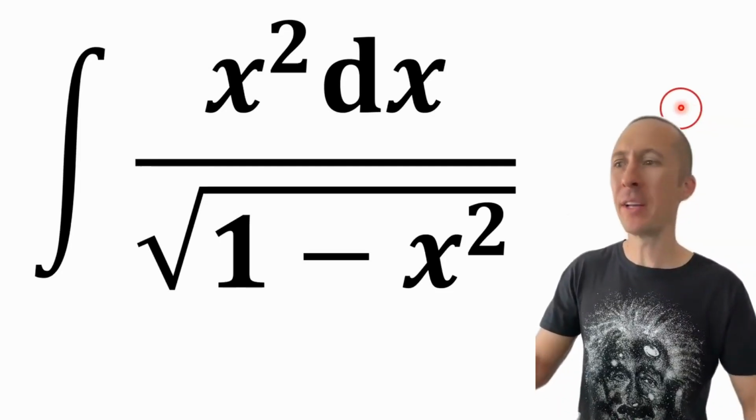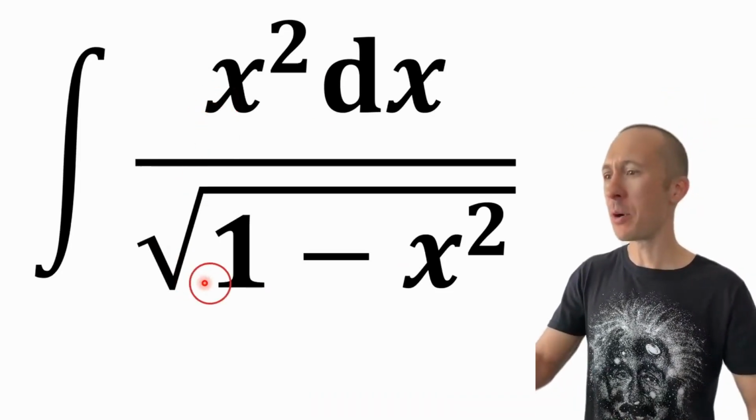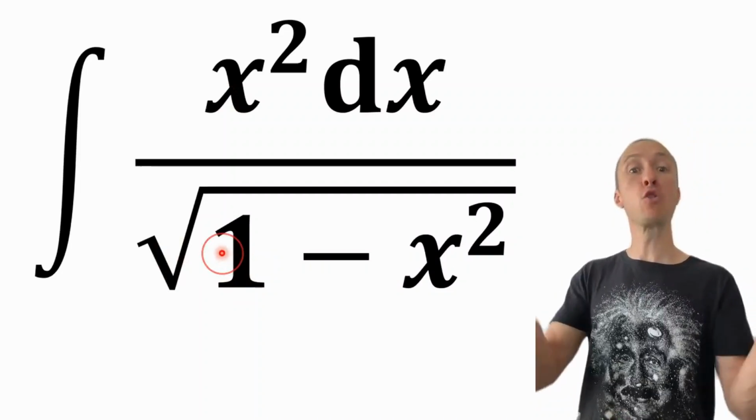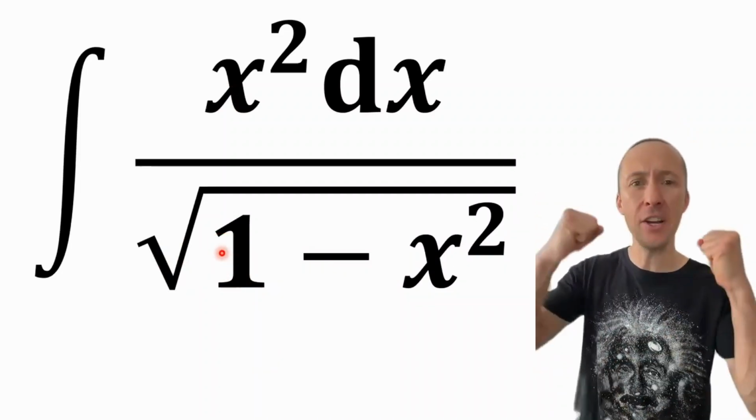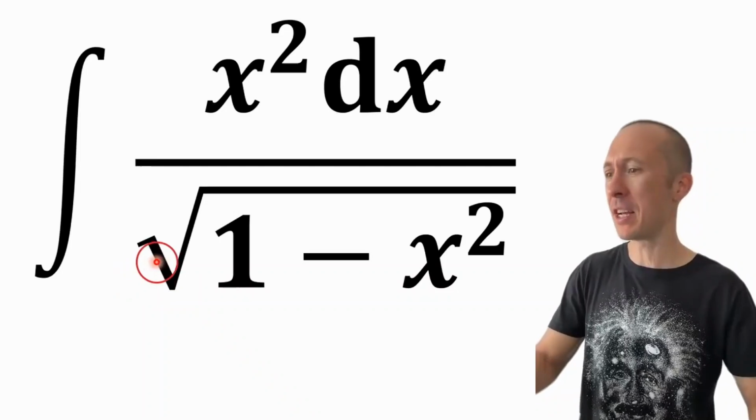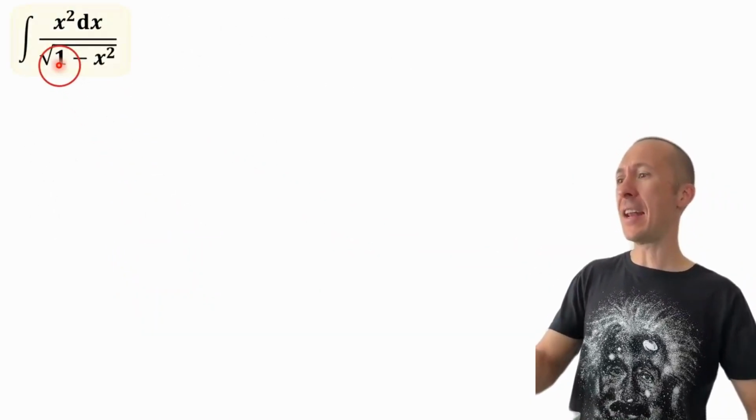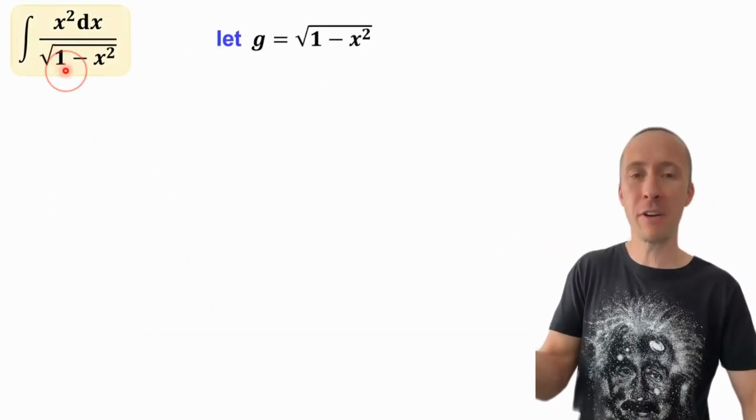Ladies and gentlemen, we're going to integrate x squared divided by the square root of 1 minus x squared using a trig substitution. And I know I want to try a trig substitution because we have this square root and a difference of two terms. So that's screaming trig sub.